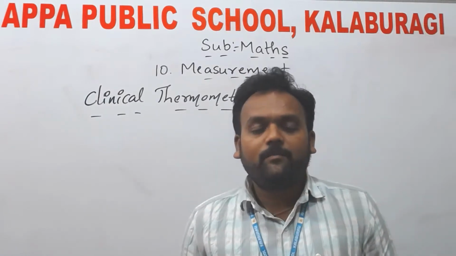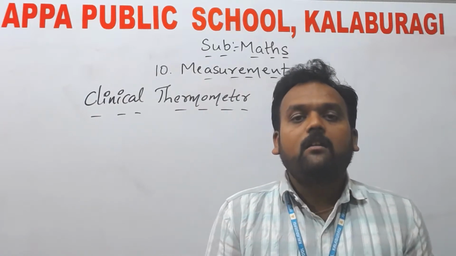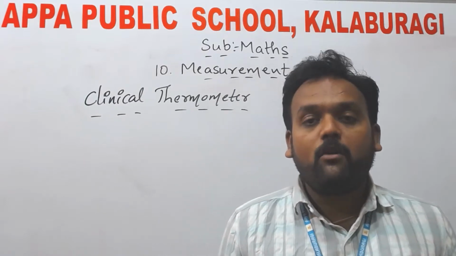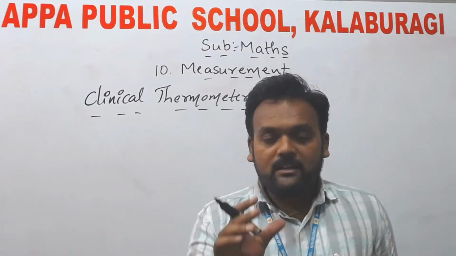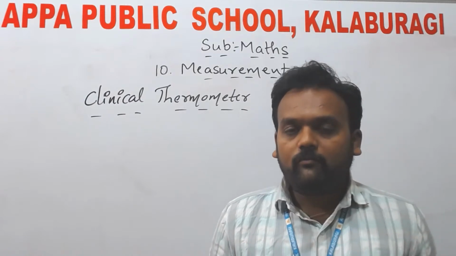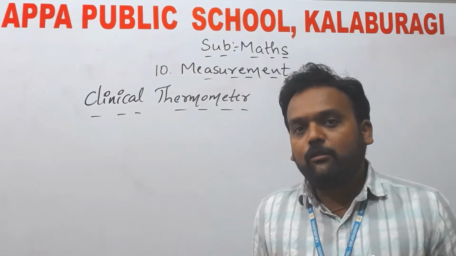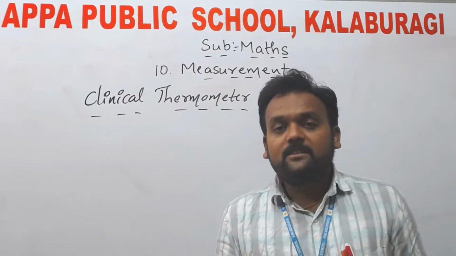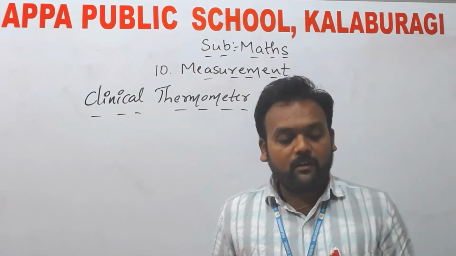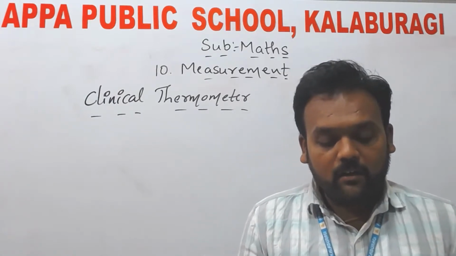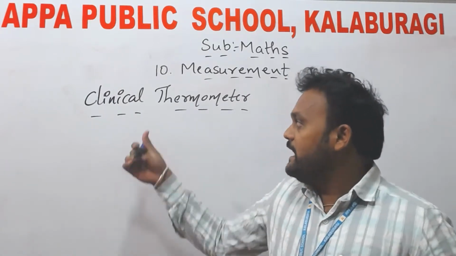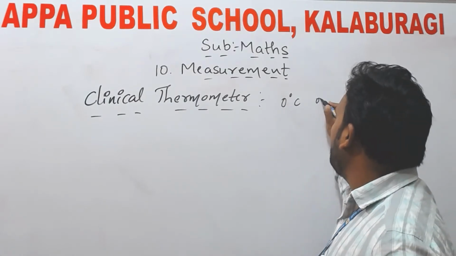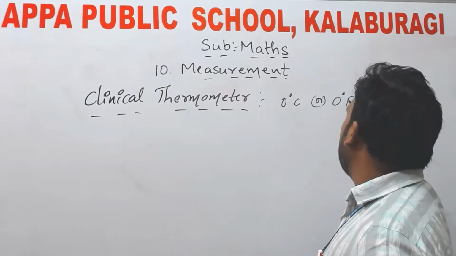A clinical thermometer is a measuring instrument. It measures the temperature of the human body. It is one type of instrument. What is the use of a clinical thermometer? Measuring the temperature of a human body is called a clinical thermometer. Now it is marked in degrees Centigrade or degrees Fahrenheit. See this clinical thermometer, it is marked in degrees Centigrade as well as degrees Fahrenheit.